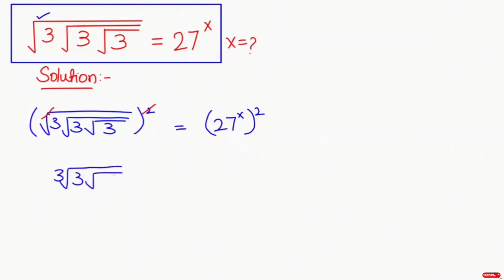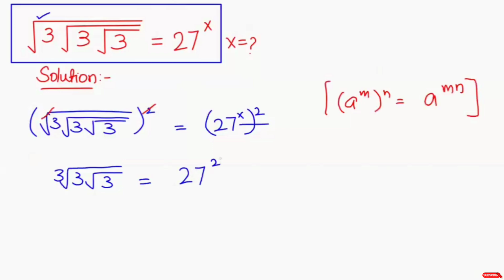3 equals, now here we apply the exponential rule, that is a to the power of m, whole to the power of n, can be written as a to the power of m times n, where the powers are multiplied. So 27 to the power of 2x. Now again, I want to remove that second root. For that, I will again square both sides.